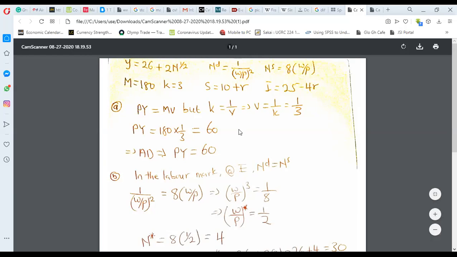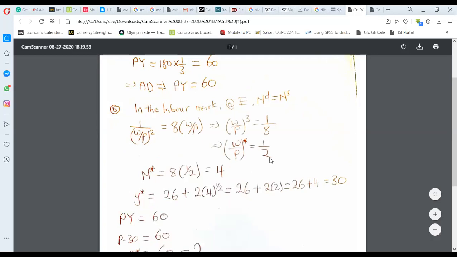So (W over P) cubed should be equal to 1 over 8, which means that W over P is 1 over 2. Okay, so the real wage is 1 over 2. Now we're to find N. For N, you can either put it into the ND or into the NS. This one, I put it in the NS. So N star should be 8 times W over P, which is 8 times 1 over 2, which is 4. So now we found W over P, we found N.